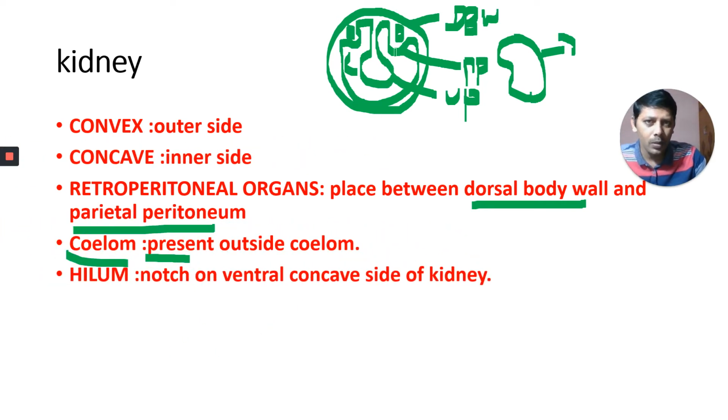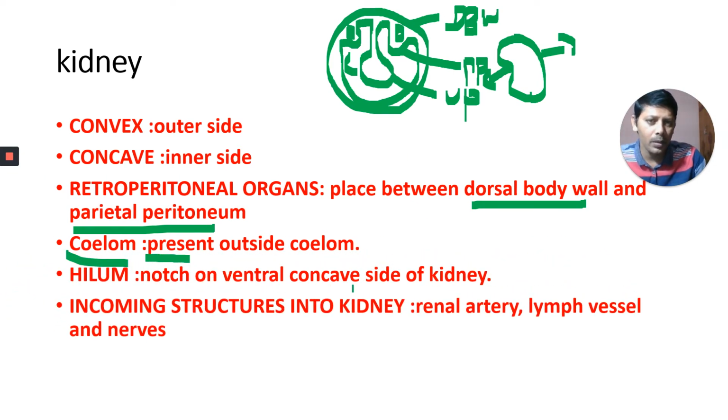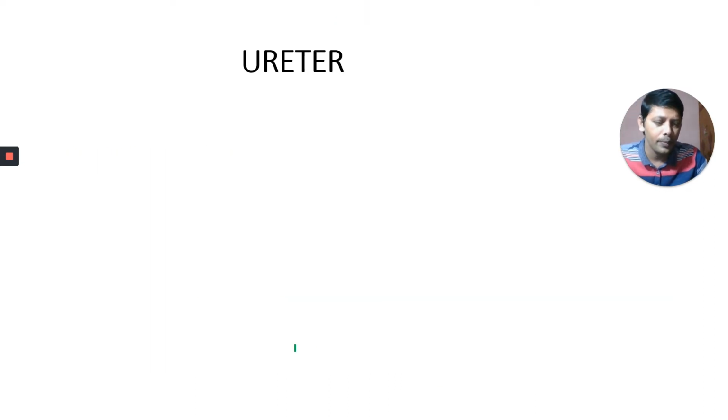And the hilum is a notch on the concave side of the kidney. On the ventral concave side of the kidney, there is a notch called hilum or hilus. What structures enter the kidney? Renal artery, lymph vessel, and nerves enter the kidney. What structures go out of the kidney? Renal vein and ureter go out of the kidney.